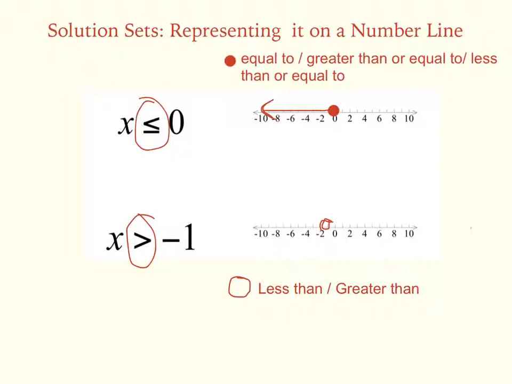And then this time I want it to be greater than. So I want my line to be going to the right this time with an arrow to represent that it can be any number greater than.